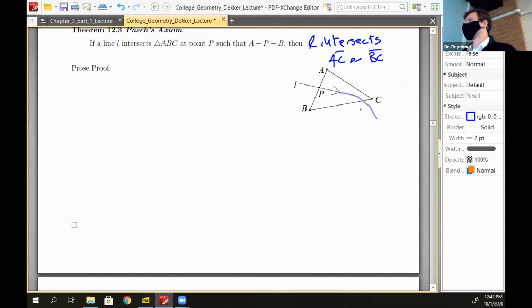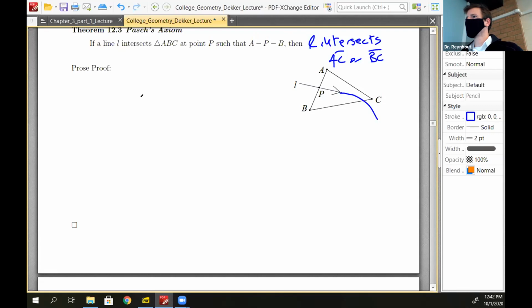Similarly, since it doesn't cross BC, then we would have that line AC is on the same side of L, but we have that same side is actually transitive. So we can say if B is on the same side as C and C is on the same side as A, then we have that A and B are on the same side of L, which is clearly a contradiction because the line L passes through P, which is between A and B.